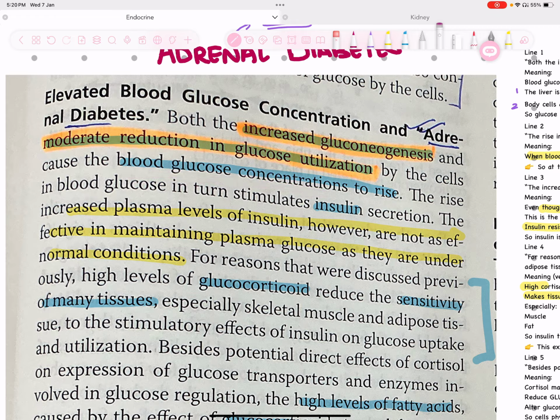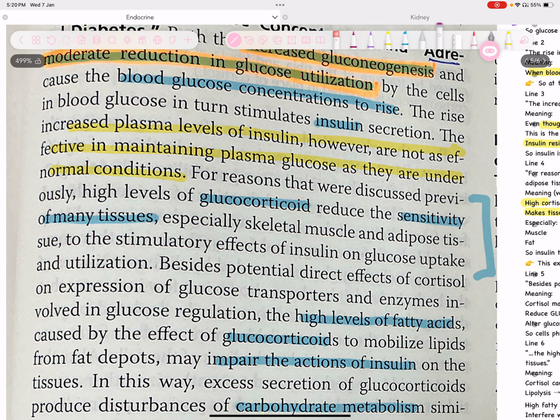Once blood glucose concentrations rise, insulin is secreted. Up till now, everything is normal because insulin has to respond to increased blood glucose concentration. Once insulin is secreted, the body tissues and cells are not responsive to insulin. They become insulin resistant. They do not respond well to insulin.